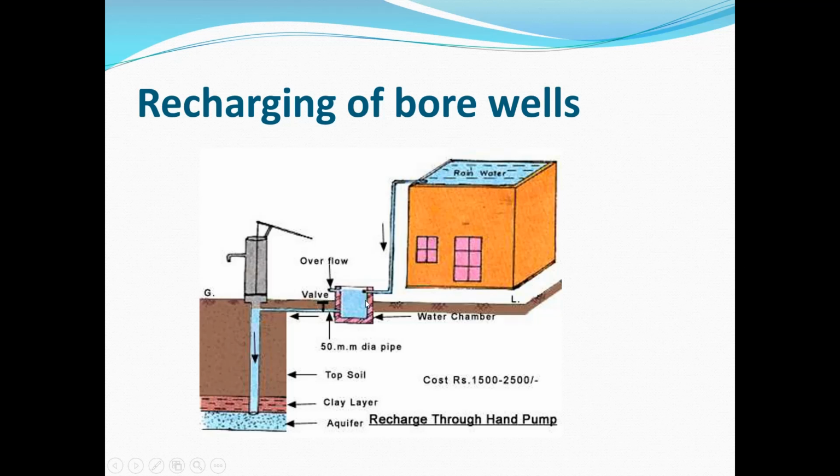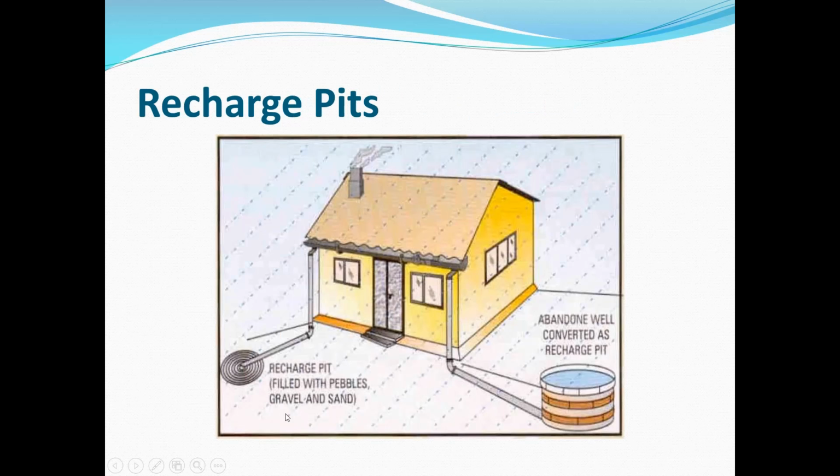The rainwater goes to the filter, and it can be directly connected to the bore well, so that the water passes directly to the aquifer. The recharge pits are filled with gravel and sand, and obviously the water will filter and get into the recharge pit.